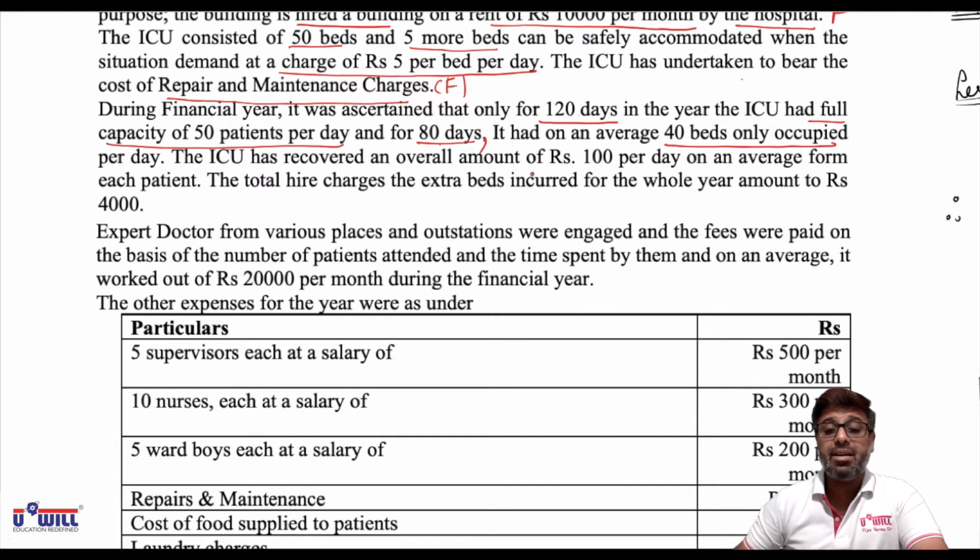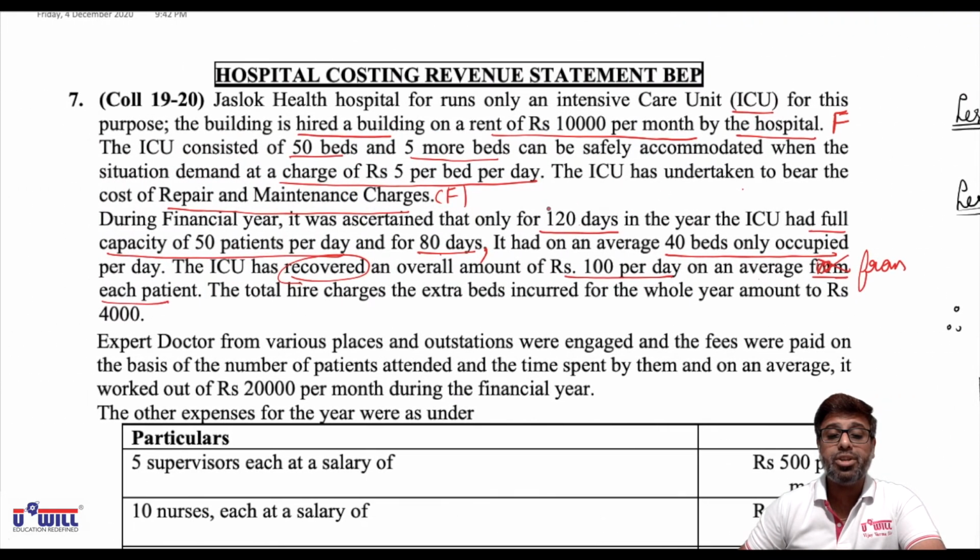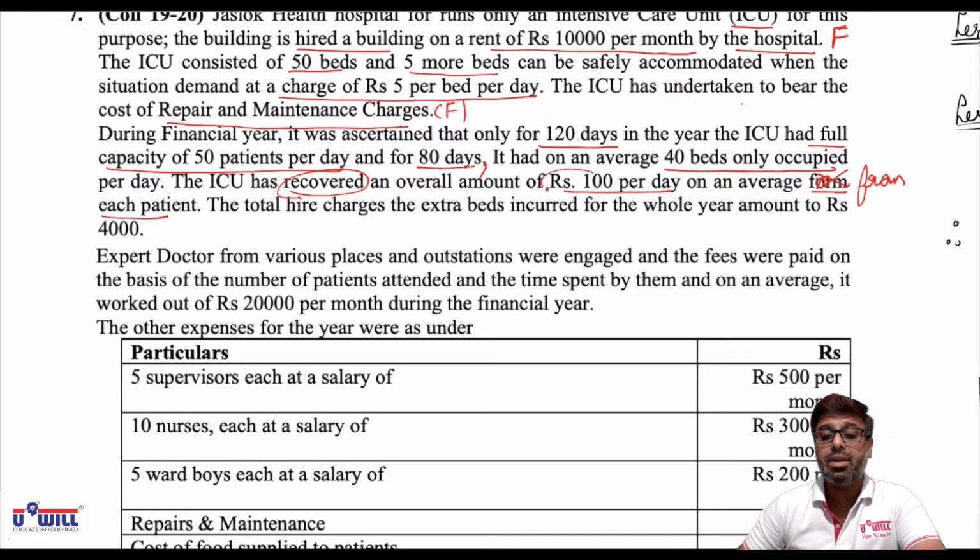The ICU has recovered an overall amount of rupees 100 per day on an average from each patient. So this will give us the total takings in the beginning. How much is the hospital recovering from each patient? 100 per day per patient on an average. This will give us takings to start with. How will we start our solution? With the takings, and that we will calculate as 100 into number of patients and number of days.